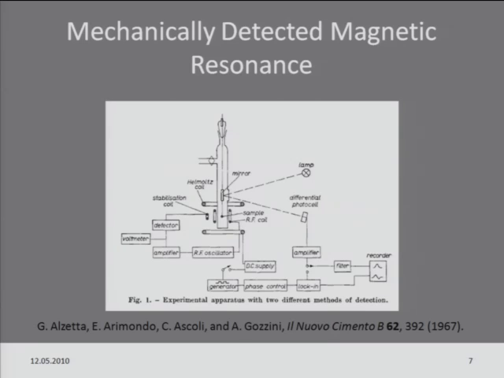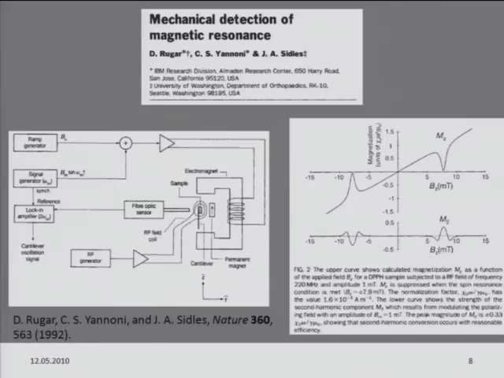And this was actually quite a nice measurement for the time, but was not so sensitive compared to sort of normal inductive techniques. Now that we have the ability to make MEMS and NEMS, so very sensitive mechanical elements, such mechanical techniques are really becoming the best way to measure magnetic resonance signals from small spin ensembles.